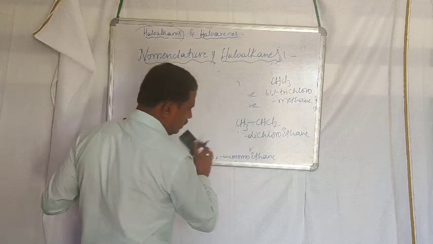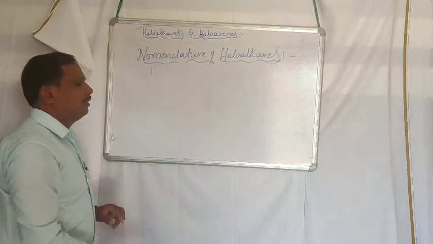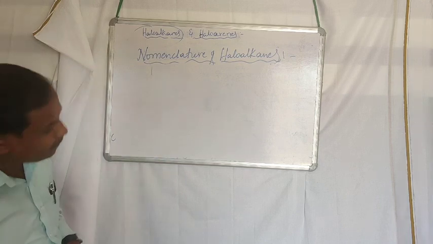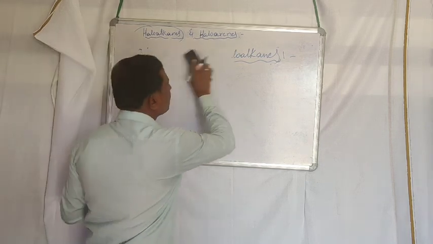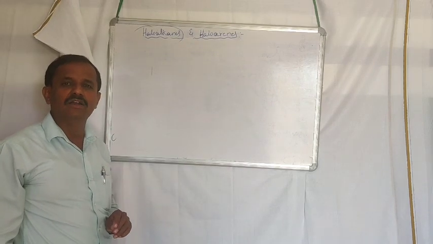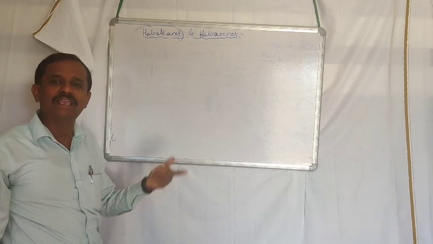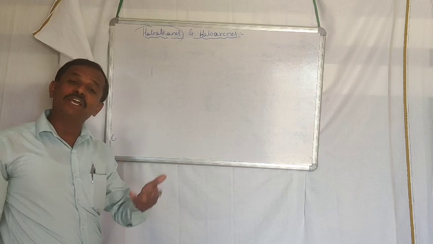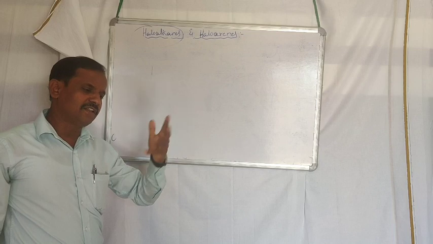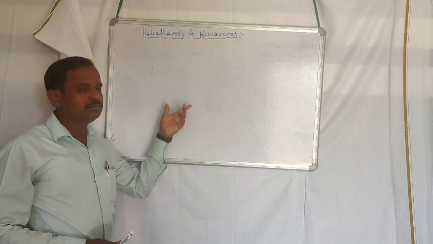If any doubt, you ask, because the IUPAC system is a very important nomenclature. Next class, we'll discuss the nature of the C-X bond in haloalkanes and the preparations discussed in the syllabus. After that class, we'll discuss some physical and chemical properties. Thank you, students.